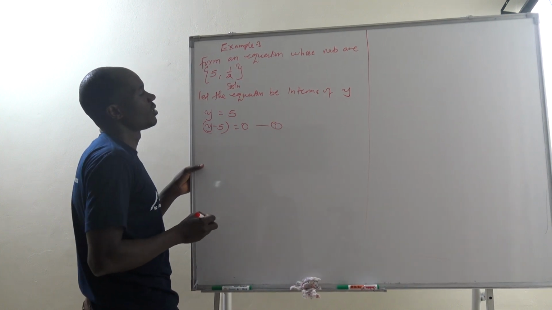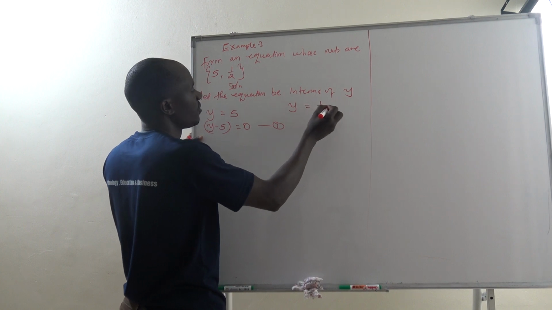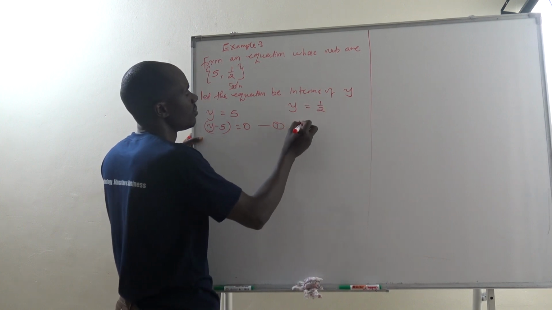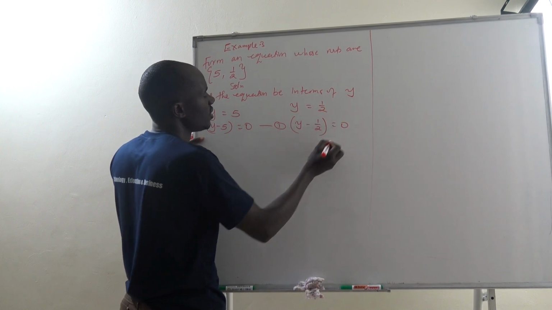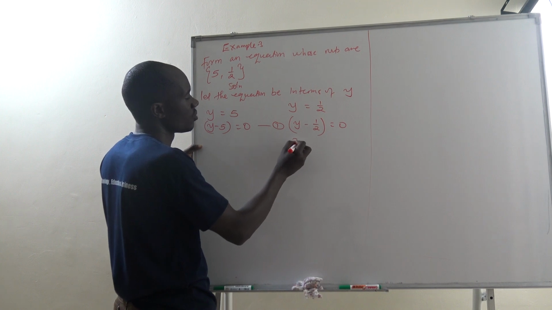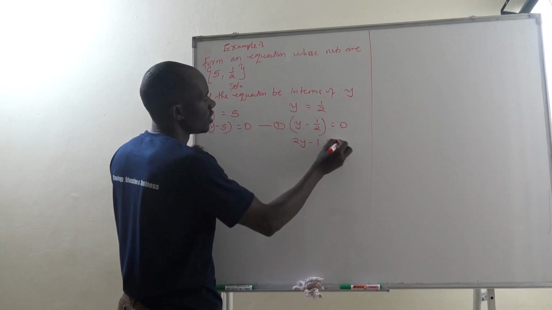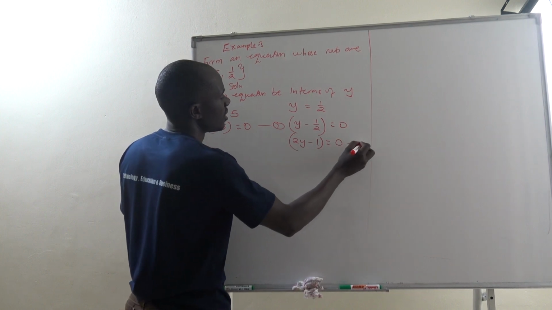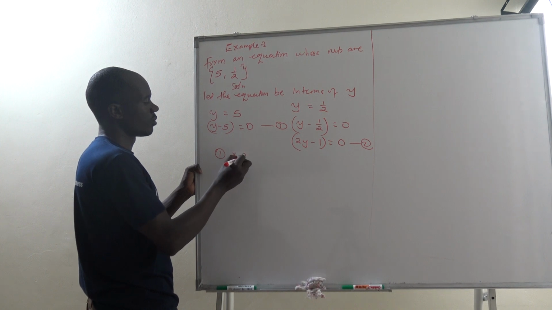This is the first equation. Then another one is y equals a half. Bring it to this side, it becomes y minus a half equals 0. Still you can even multiply it through by 2, and we get 2y minus 1 equals 0. This is the second. Then from there we'll say equation 1 times equation 2.